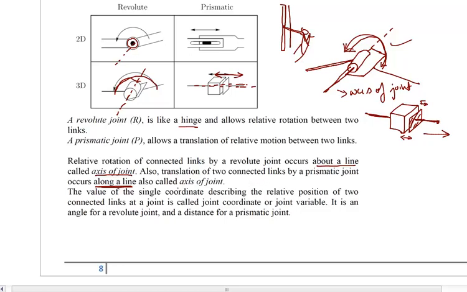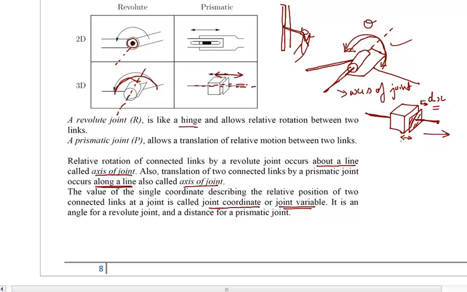Okay, so what is important to learn here is the axis of the joint. The value of the single coordinate describing the relative position of the two links is basically called the joint coordinate, or more importantly the joint variable. So when you hear the word joint variable, it is talking about this theta here, or it is talking about this distance, let's say dx here. So this is the displacement. Okay, so this is the joint variable, this is the movement.